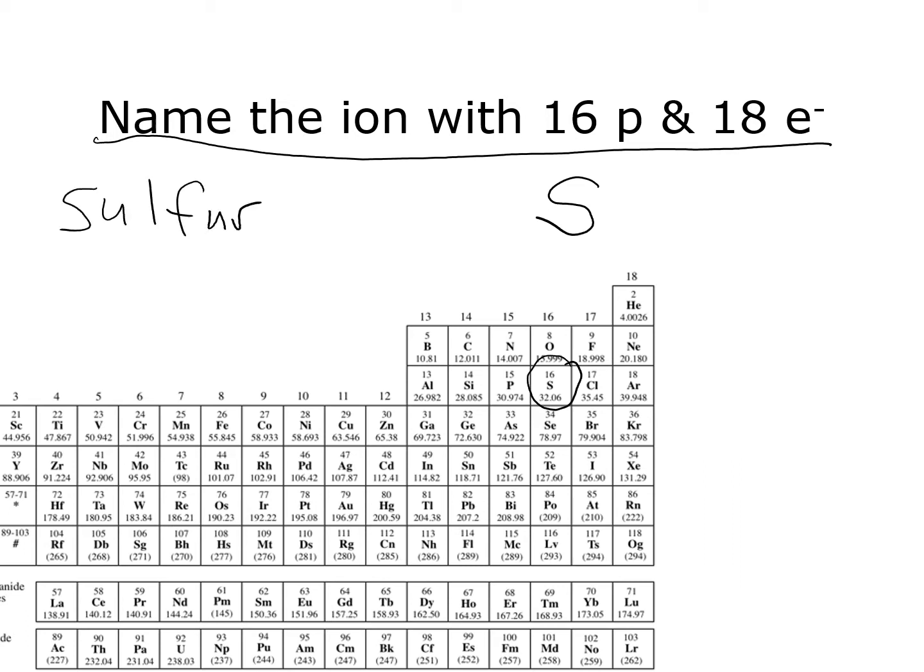And I need to determine if it's a cation or an anion because that lets me know how I should name my ion. So I have 18 electrons, so I have 2 more than I have protons, so that becomes 2 negative. So the name of my ion symbol, S2-, is, again, we drop the ending -ur in sulfur, and it becomes sulfide ion.